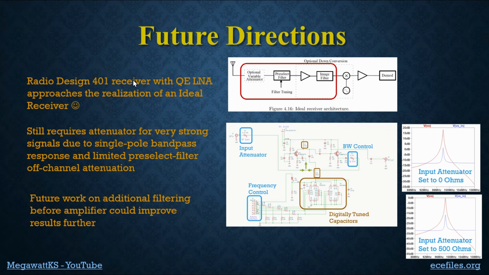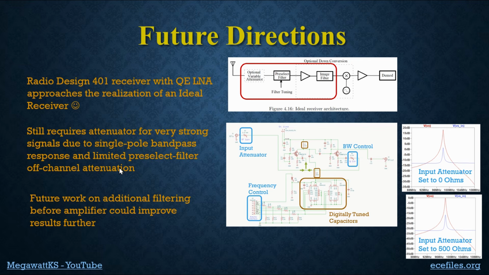It is true that our receiver is approaching the realization of an ideal receiver. And I'll call your attention to this block diagram and our discussion of that. But it still requires an attenuator for very strong signals, as we saw in that last video, due to the fact that it's only a single pole response and it has somewhat limited preselect filter off-channel attenuation.